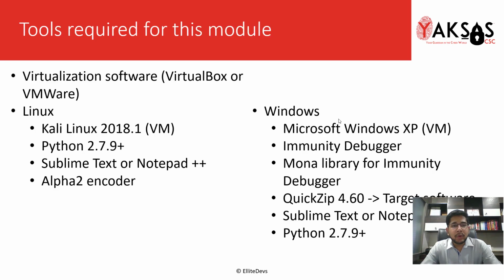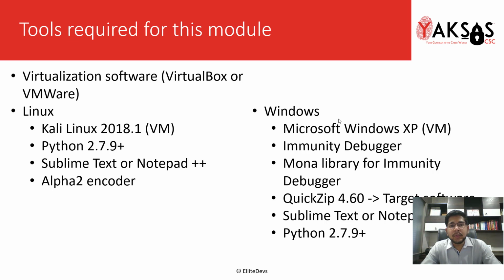The tools required for this module are: we'll be needing virtualization software. You can use either VirtualBox or VMware, and we will be needing two virtual machines, one Linux and one Windows. For Linux, I will be using Kali Linux 2018.1, and on Kali I will be using Python 2.7.9 plus and a text editor. I will be using Sublime Text, but you can use any text editor of your choice, whichever you're comfortable with. And we'll also need the Alpha 2 encoder.